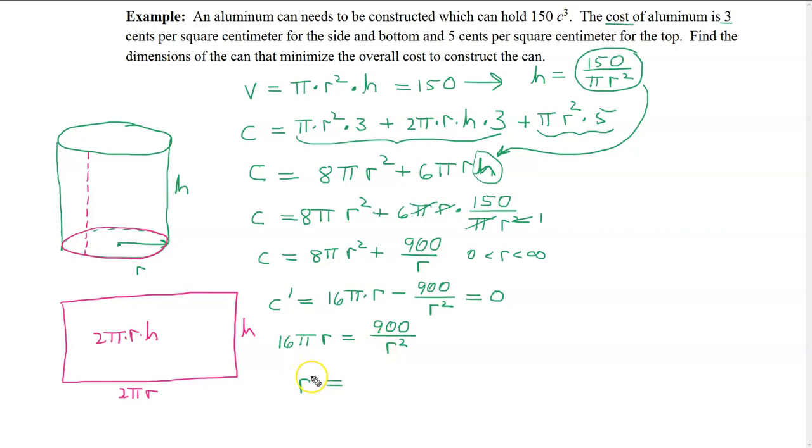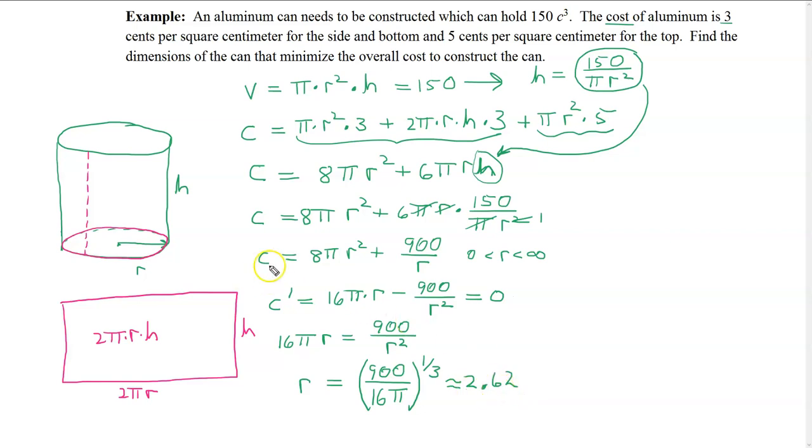That's going to be r cubed is going to be 900 over 16 pi. And then solving this for r, just taking the cube root of both sides, we're going to get that r equals 900 over 16 pi to the 1/3 power, or the cube root of this. And if you evaluate that on your calculator, that's approximately 2.62, and that would be in centimeters.